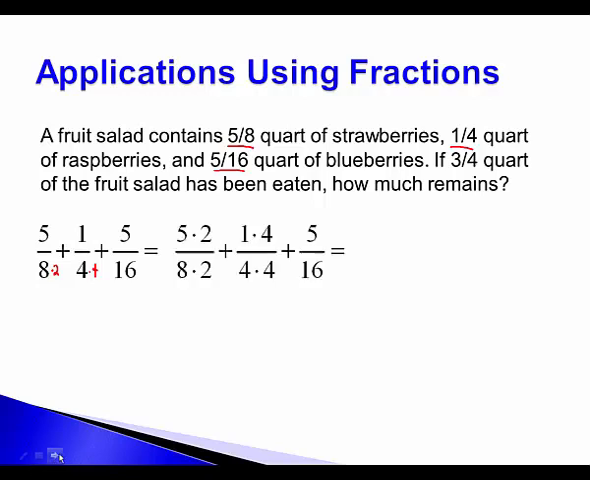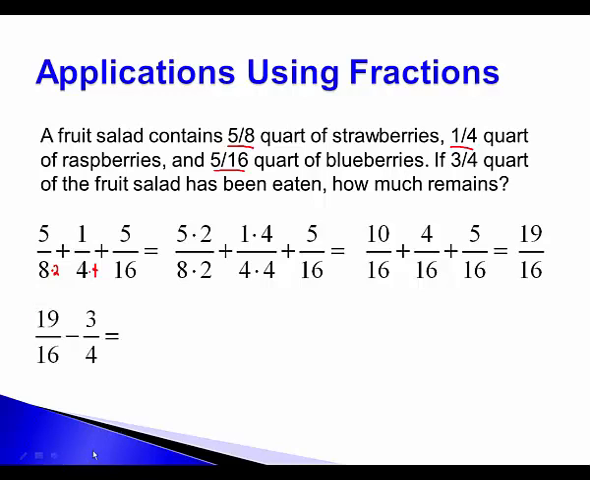Let's look at the step for doing that. I have 5 over 8, and I multiply the numerator and the denominator both by 2, plus 1 over 4, and I multiply both the numerator and the denominator by 4. And then I have plus 5 over 16, and remember, it already is a 16, so I don't need to do anything to it. I then get 10 over 16 plus 4 over 16 plus 5 over 16. When I add those numerators, I get 19 over 16. This cannot be simplified, and so I now know how much fruit salad I have. I have 19 over 16 quarts of fruit salad.